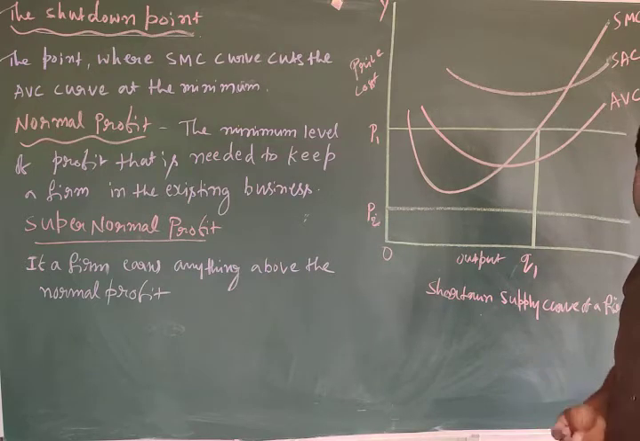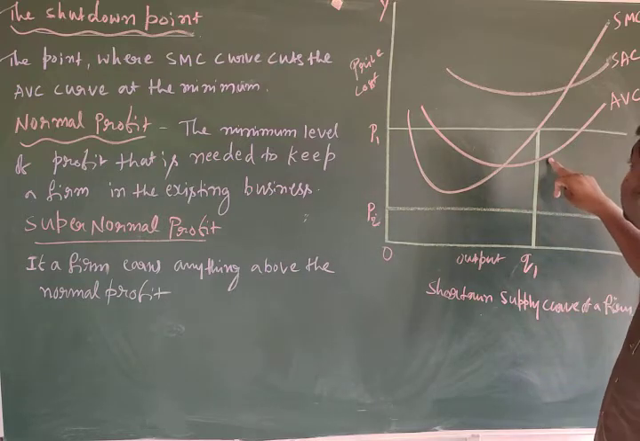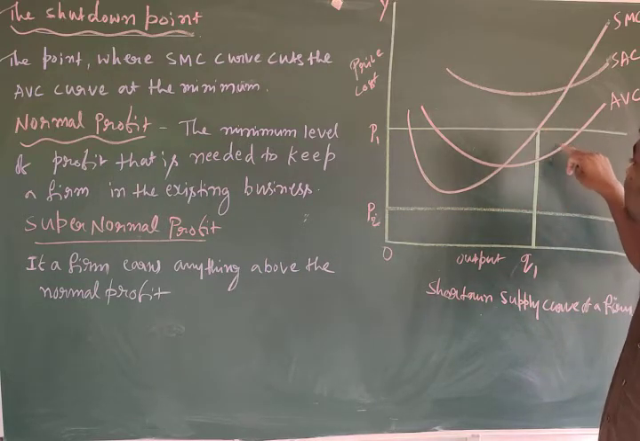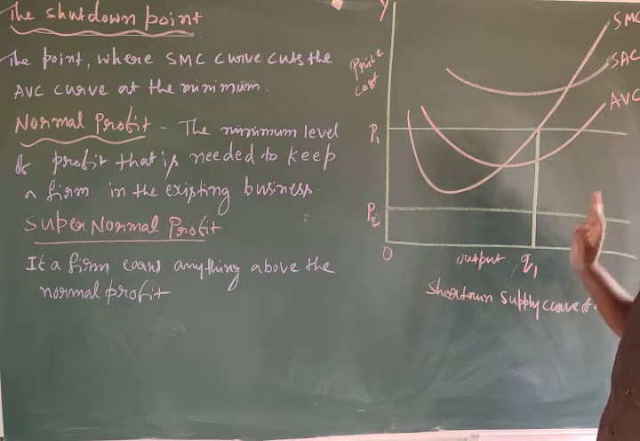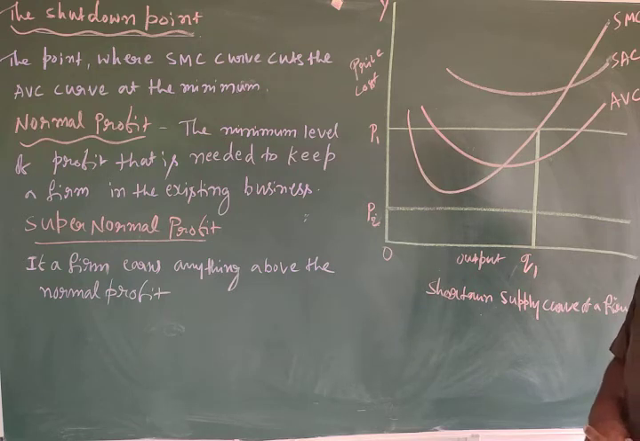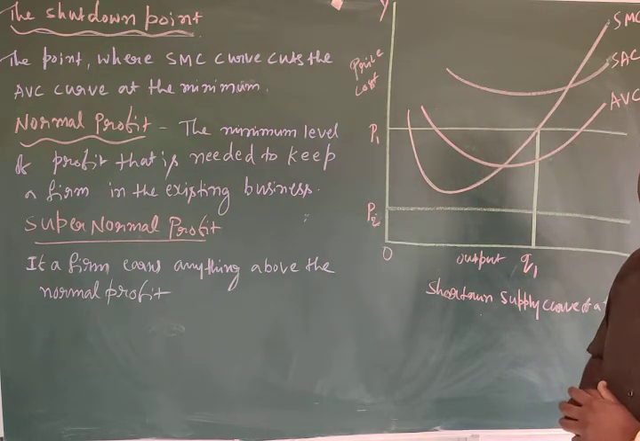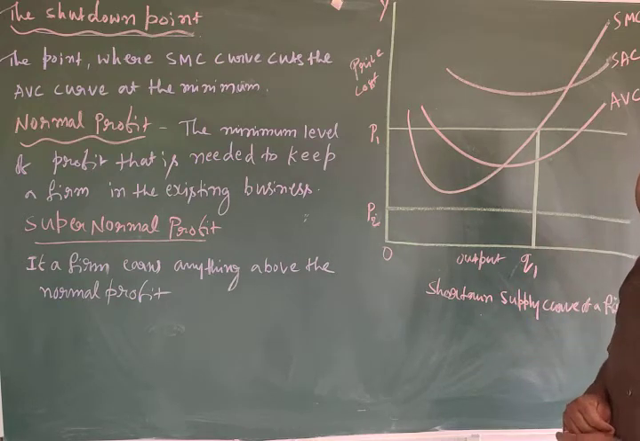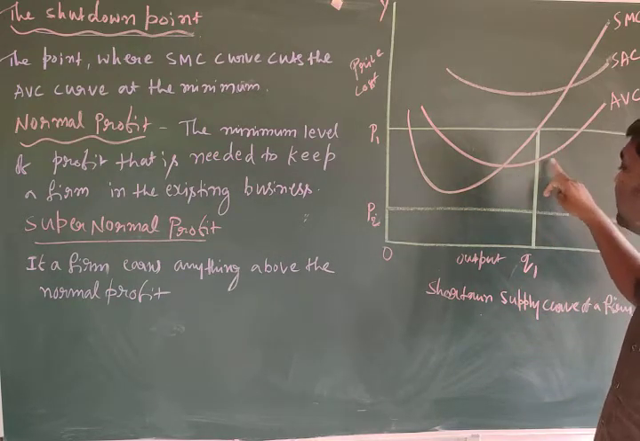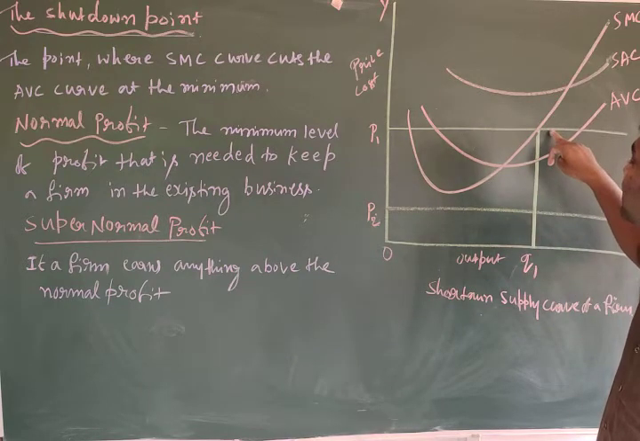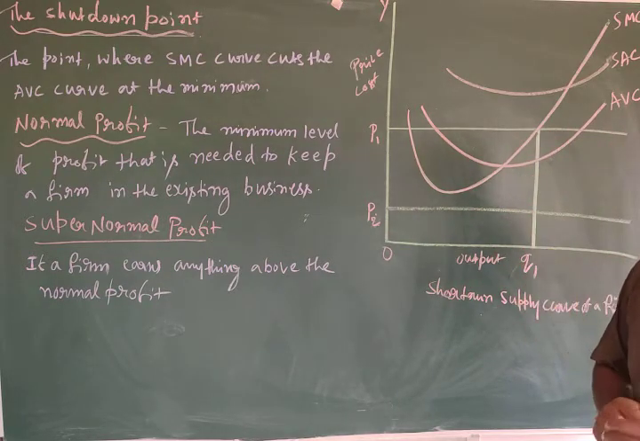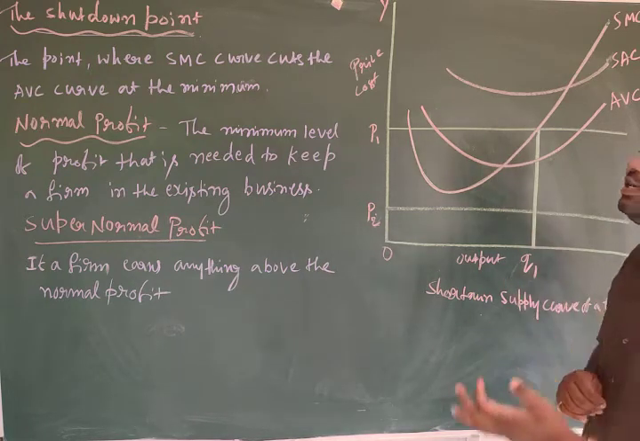And the last condition: price should be greater than AVC. Yes, exactly, this is the AVC curve. So the price line is greater than the average variable cost. You have to understand this. We also discussed price greater than AVC and price less than AVC. If the price is less than AVC, the firm should face a loss. If the price line is above the AVC, only then will the firm get profit maximization.